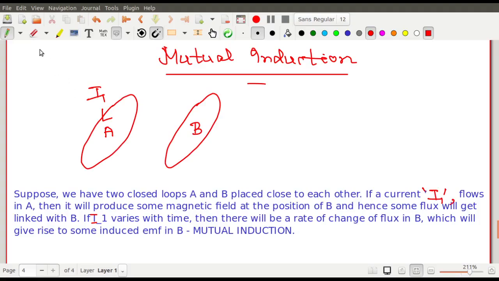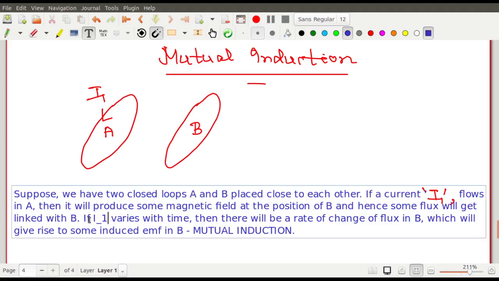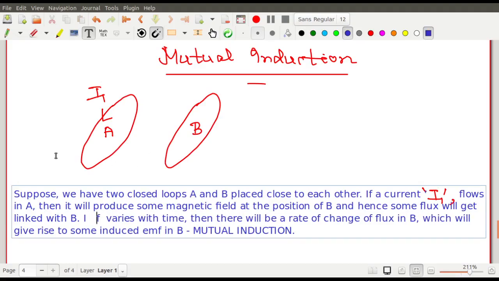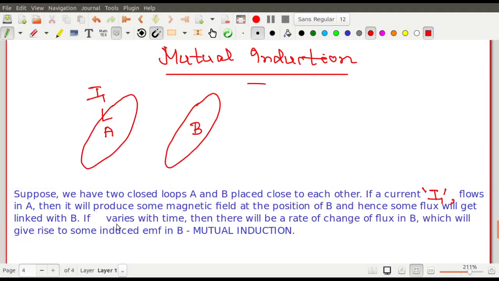If I1 varies with time, then there will be a rate of change of flux. If the current varies, then the magnetic field will vary, and hence the flux in B will vary.